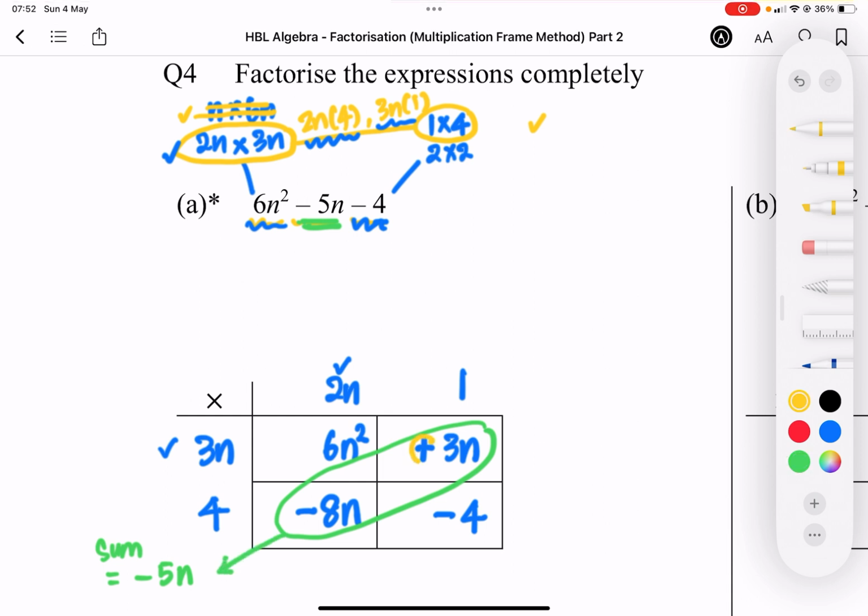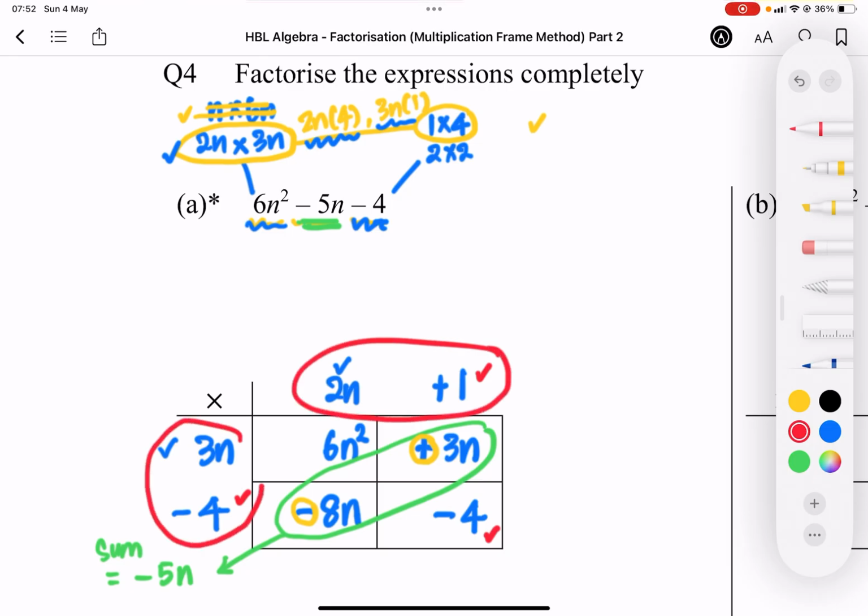And since this is positive here, we will put positive here. And since it is negative here, we will put negative here. Next, we must check the product of the numbers. Positive 1 times negative 4 gives negative 4, which means these are the factors. And so when factorized, we will get 2n plus 1 times 3n minus 4.